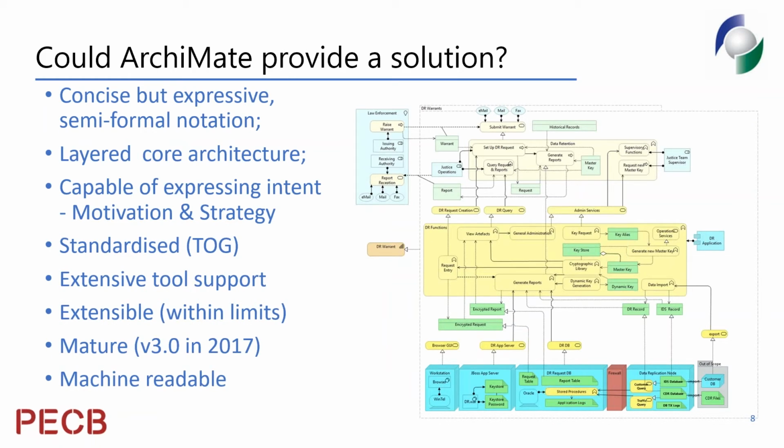It certainly fixes a lot of the deficiencies that we've had with the notations till now, in that it's a concise but expressive, semi-formal notation. There are several ways of expressing what you want, but as you draw it, it means something. It's got a fairly precise meaning. It's layered. It's capable of expressing motivation and strategy. Why you're doing things this way.